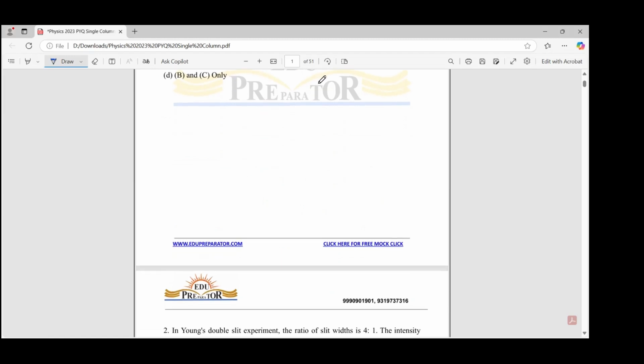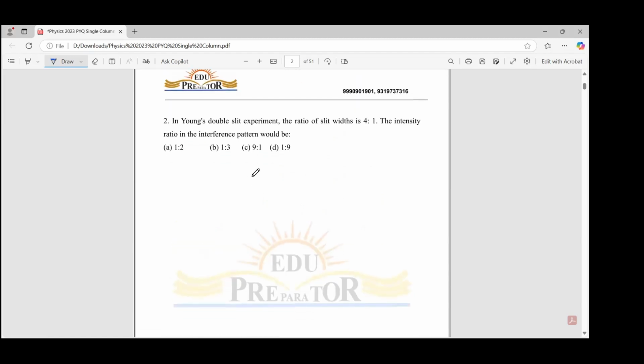Let us move to question number two. Now, this is based on your Young's double slit experiment, which states the intensity is directly proportional to the square of the amplitude and is also proportional to the width of the slit. So in this question, we are given the width of the slit, that is, W1 by W2, which is equal to 4:1. And we know this is equal to A1 by A2 whole square, that is, the amplitude of the interfering waves. So we have K, which is equal to A1 by A2, comes to be 2 by 1.